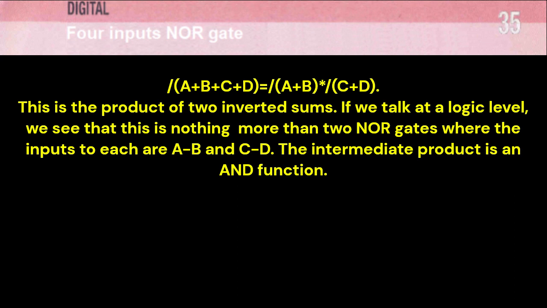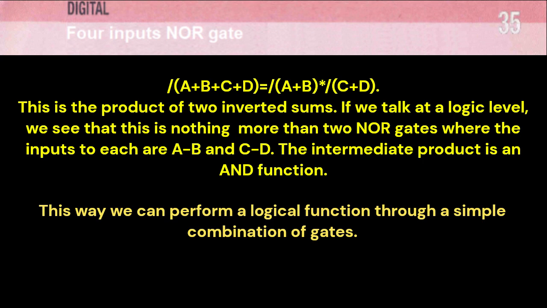If we talk at a logic level, we see that this is nothing more than two NOR gates where the inputs to each are A, B and C, D. The intermediate product is an AND function. This way we can perform a logical function through a simple combination of gates.